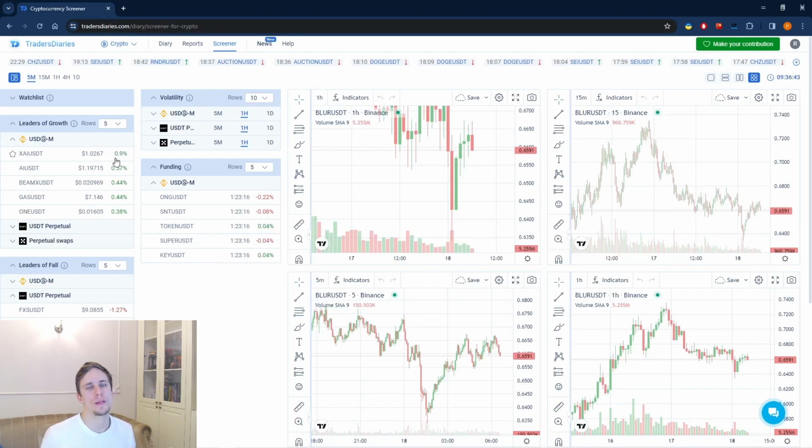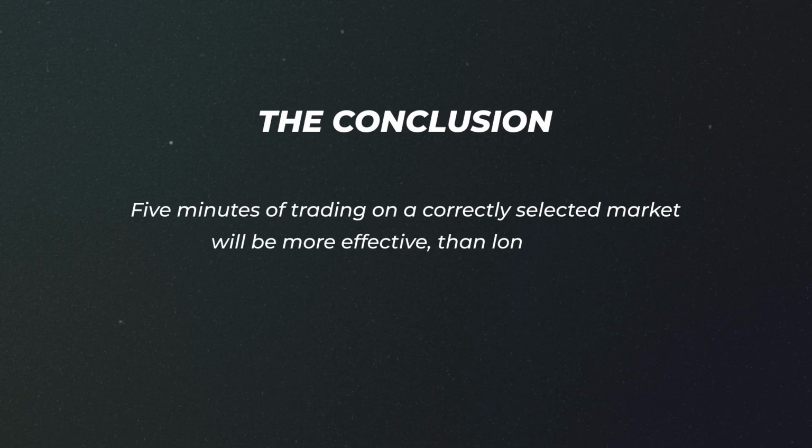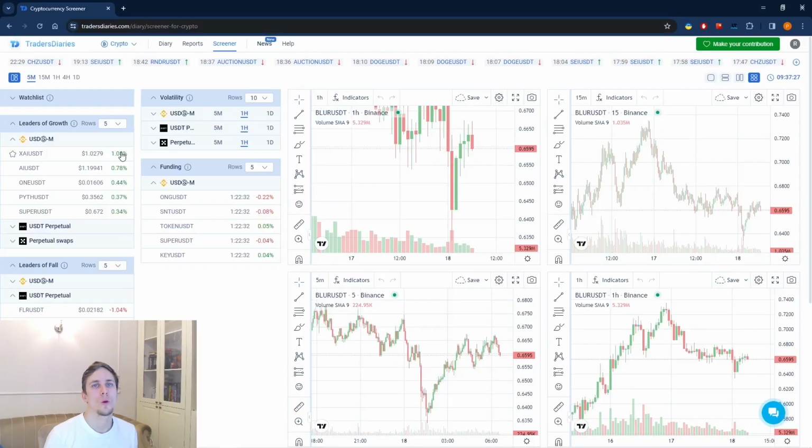So finally, what is the conclusion? Use the Pareto principle of efficiency. Trade only active periods that can be easily tracked with the screener. 5 minutes of trading on a correctly selected market will be more effective than long hours of searching for setups on an inactive market. Wish you profits.